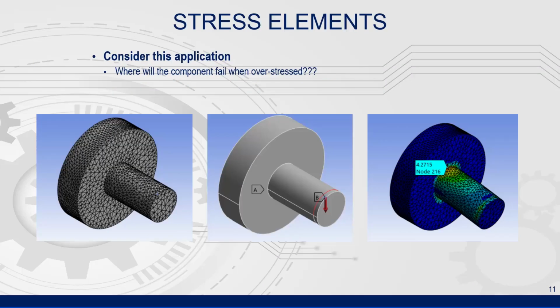This slide demonstrates the need to define a point of interest from which to create our stress element. Based on FEA, we can see that the highest stress occurs in the corner where the smaller hub meets the larger hub. That is where we should create our stress element.